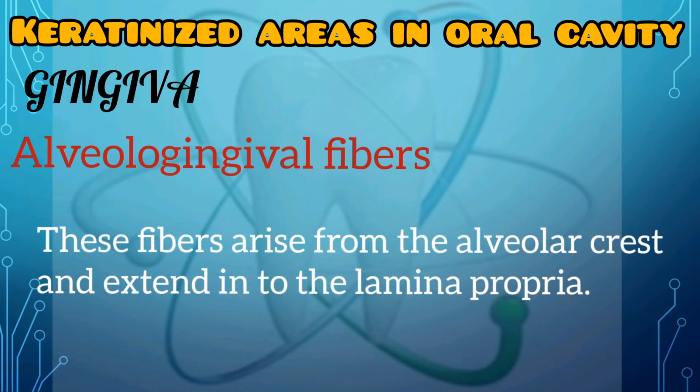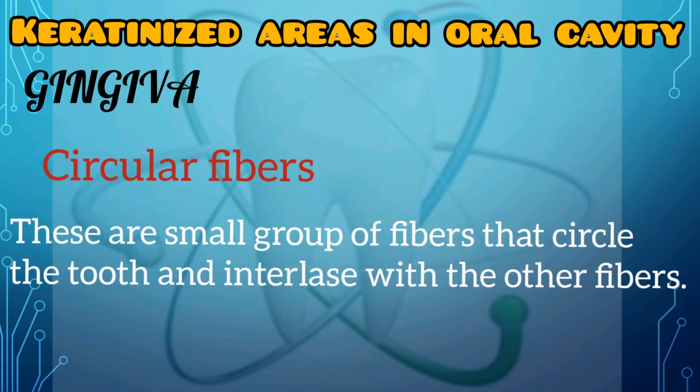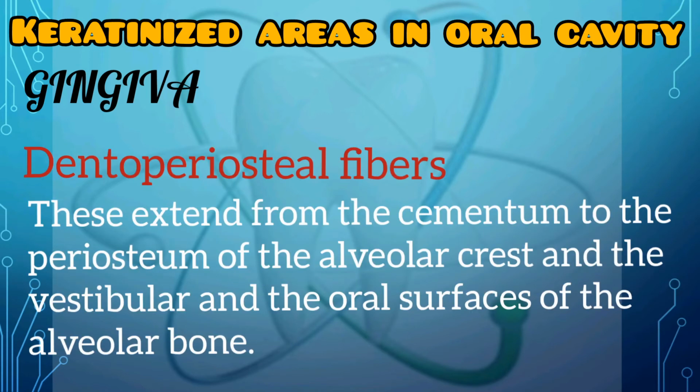The alveologingival fibers arise from the alveolar crest and extend into the lamina propria. The circular fibers are a small group of fibers that circle the tooth and interlace with the other fibers. The dentoperiosteal fibers can be followed from the cementum into the periosteum of the alveolar crest and of the vestibular and oral surfaces of the alveolar bone.